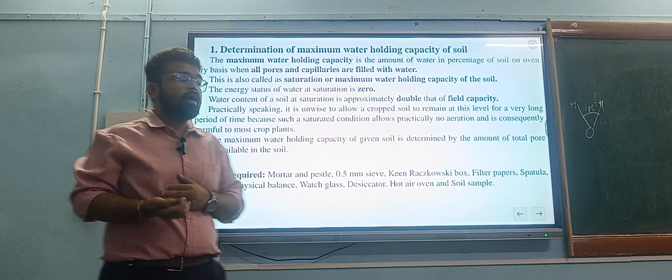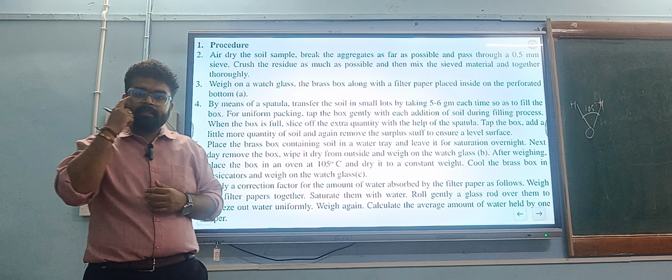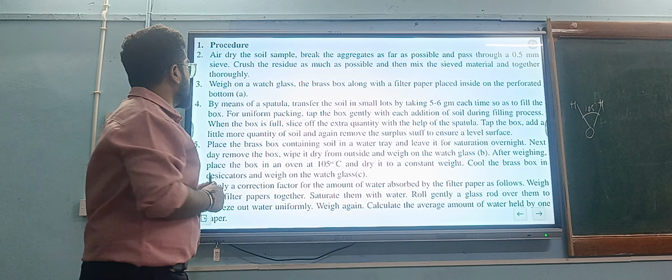Before that, we need to understand that under saturated condition the soil moisture tension is 0, and the water content in the soil at saturation is approximately double that at field capacity. If the percentage of water at field capacity is 15%, then it is 30% in the case of maximum water holding capacity.